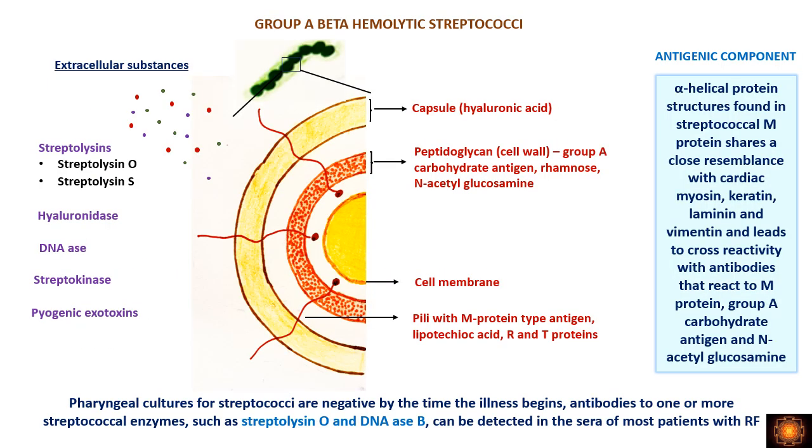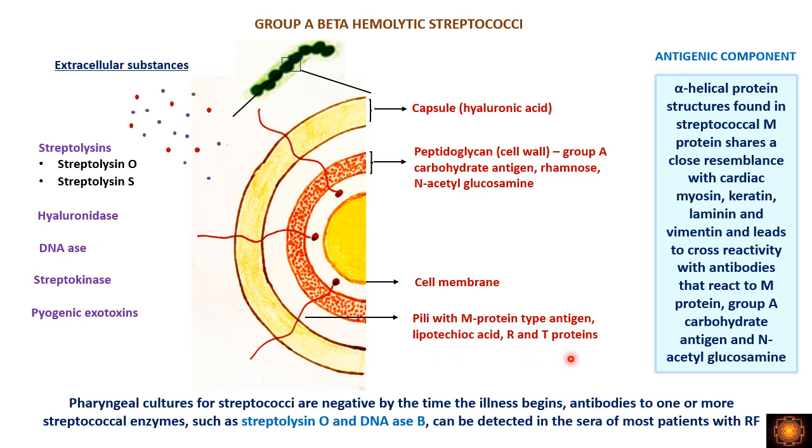Now coming to the pathogenesis, as I told you, this is mainly caused by the initial infection with group A beta hemolytic streptococci, and antibodies are formed against the various antigens present in this bacteria, and again these antibodies will cross react. When we see the structure of the streptococci, it has a cell membrane and then a cell wall, that is a peptidoglycan cell wall, which contains group A carbohydrate antigen, rhamnose, and N-acetyl glucosamine. Then we have the outermost capsule, which is made up of hyaluronic acid, and it also has pili, and these pili contain mainly M protein, lipoteichoic acid, and R and T proteins.